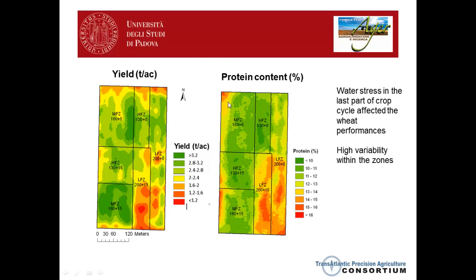Just to show you, this is the map of yield and the map of protein content. You can see there is a large variability, despite the fact that we wanted to flatten the difference between the parts of the field. Indeed, we have a very low yield here in the sandy area, but conversely, a higher protein content. Why do we have a very low yield here? Just because of water stress, when the plant suffered in the last part of the cycle because we had very, very high temperatures.